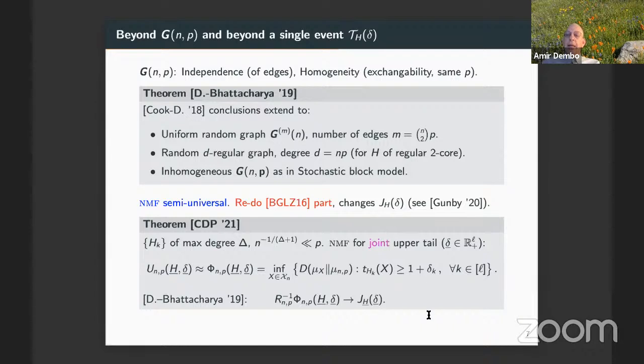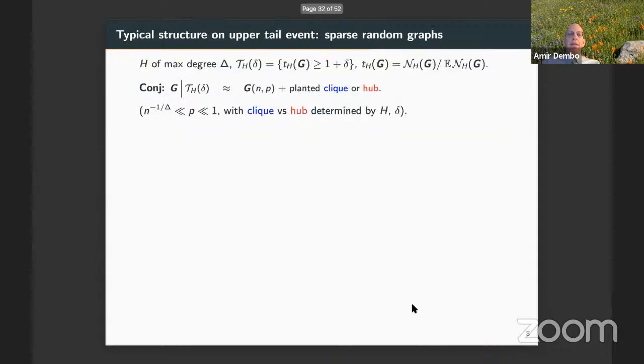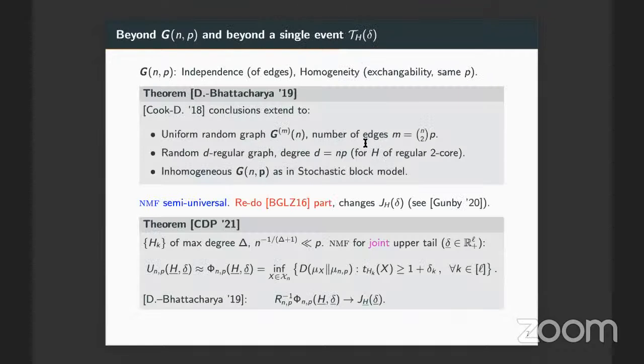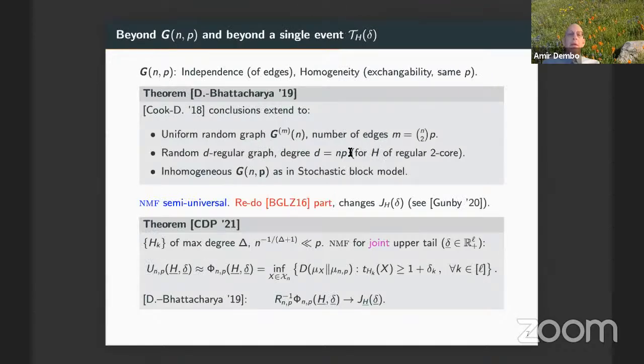with the hope of getting to the study of the exponential random graph model. That will be the topic of the next slide. What is regular 2-core in the previous theorem? Let's just ignore the details.